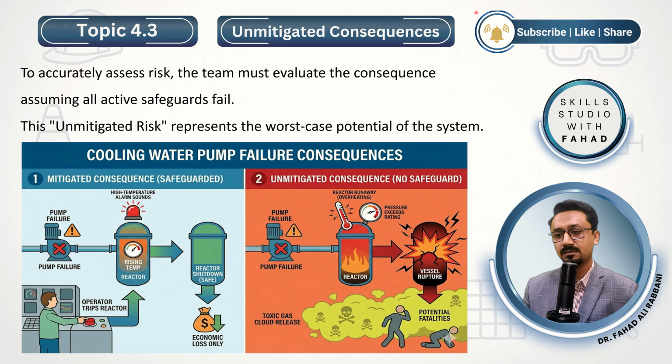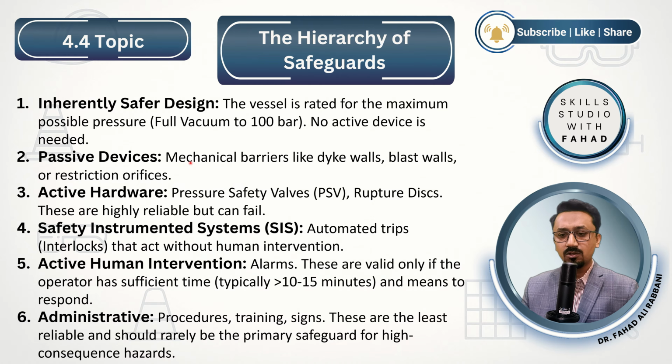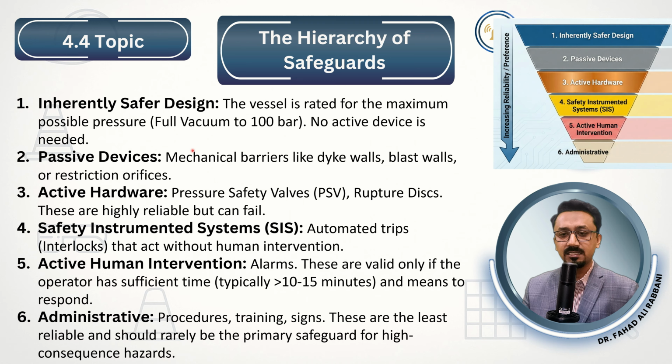for a fatal hazard. Now let us talk about the hierarchy of safeguards. Actually, these safeguards act as barriers to the progression of the incident. In HAZOP, we prioritize them based on the hierarchy of control.